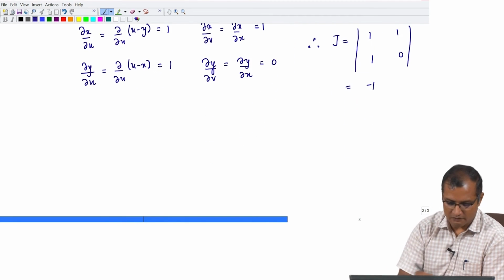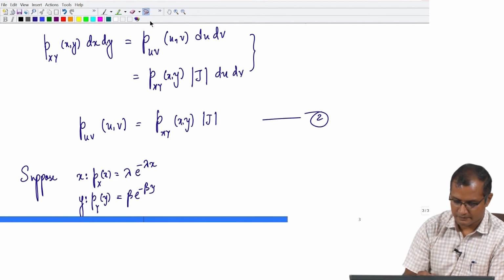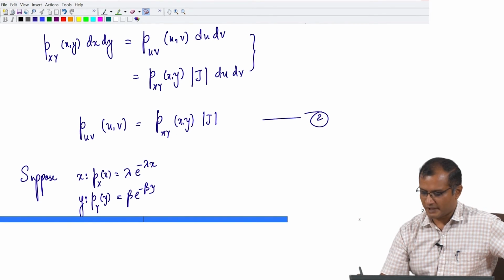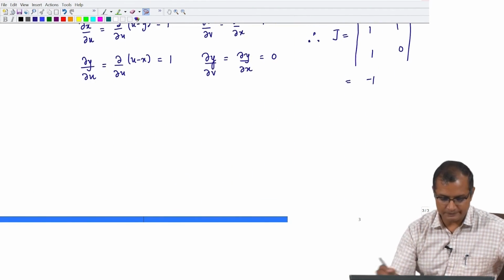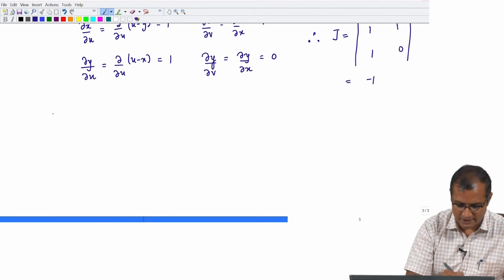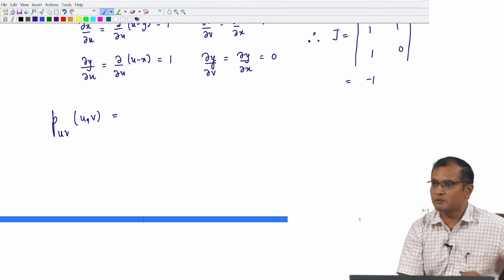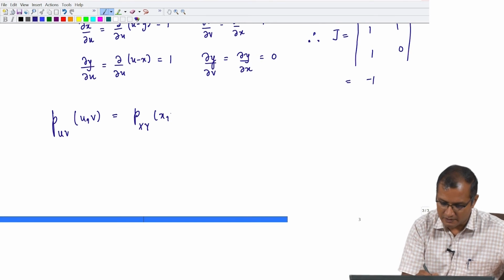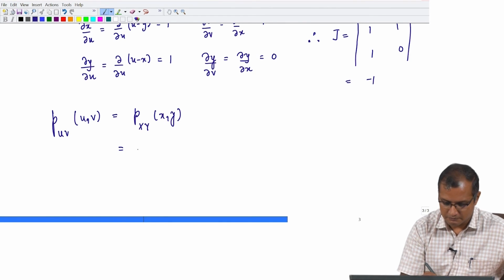So, then we can write down from our relationship here that the Jacobian p(u, v) is equal to mod of minus 1, which is just 1. So, basically from equation 2 I can write down very easily that my joint distribution of u comma v is given by the joint distribution of x comma y. But this is nothing but the product of the individual distributions, because x and y are independent.